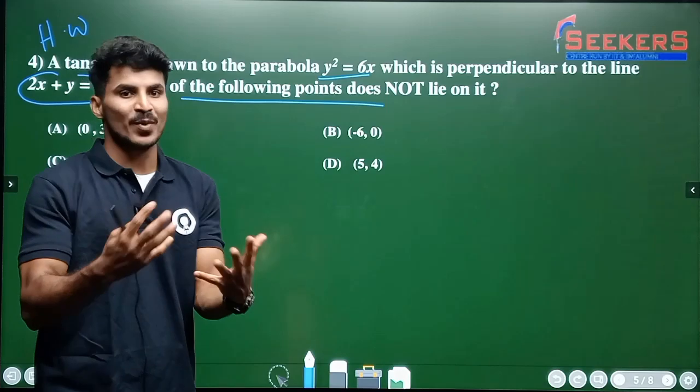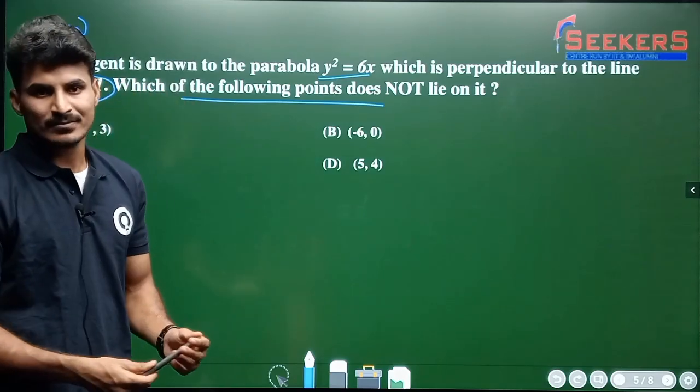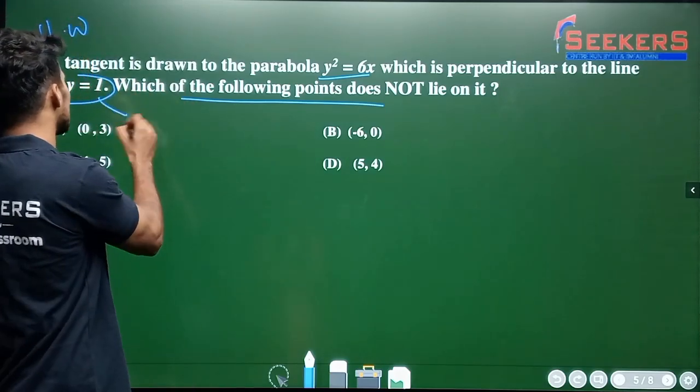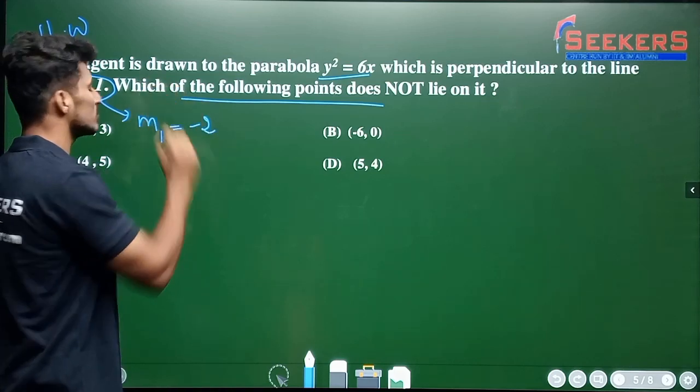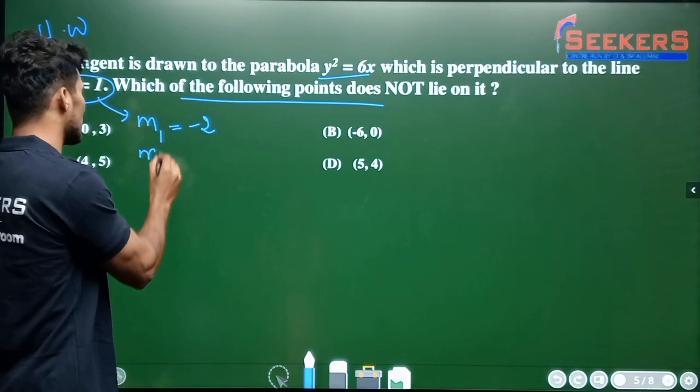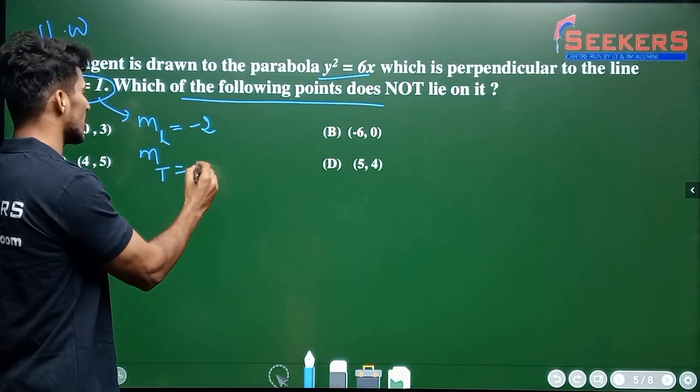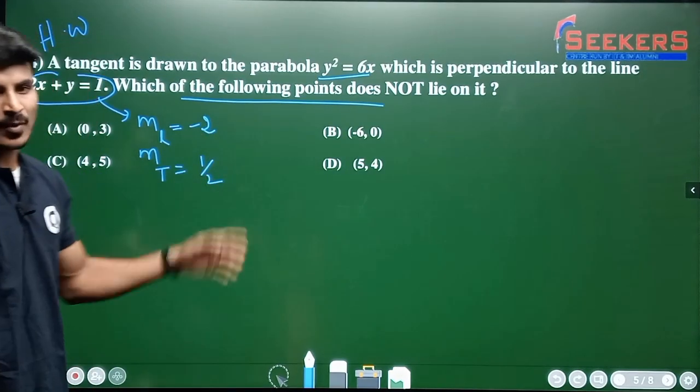So I do not know the slope of the tangent here. How do you find the slope? Since the line equation is given, let us find the slope of the line. Slope of the line is what? Minus a by b, so minus 2 here. Then slope of the tangent is going to be what? 1 by 2. I got the slope of the tangent now.